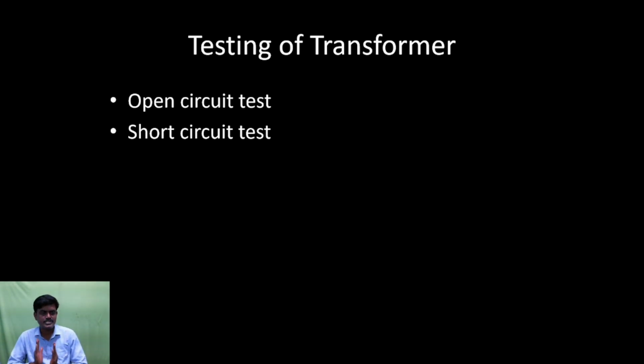So in the open circuit test, I give the supply where I have the more number of turns. Not even mentioning primary or secondary, that is not a matter. I have to give the supply where I have the more number of turns.